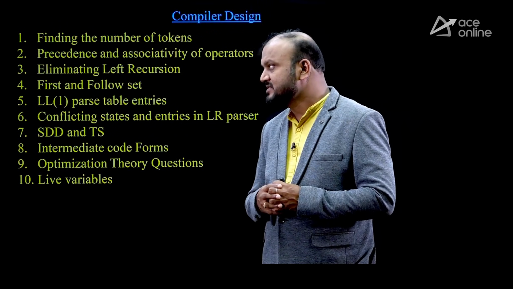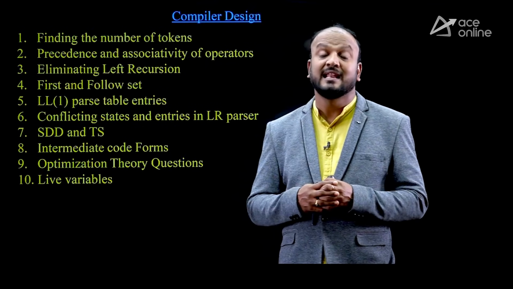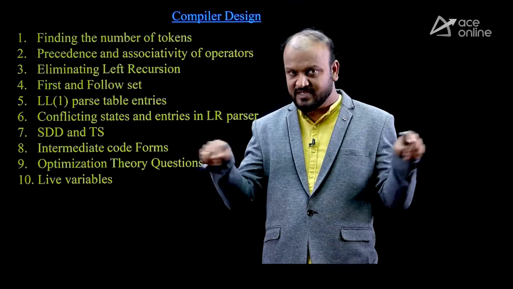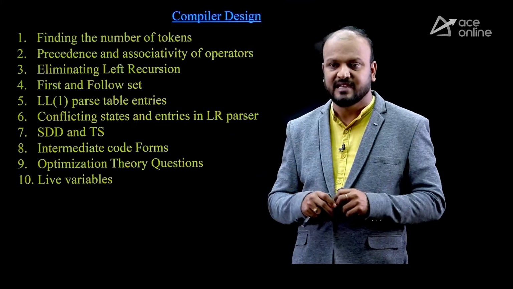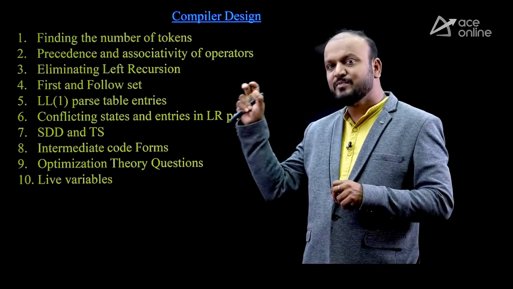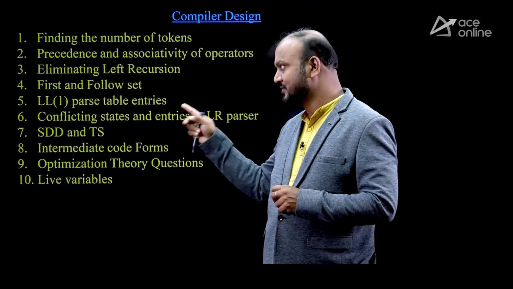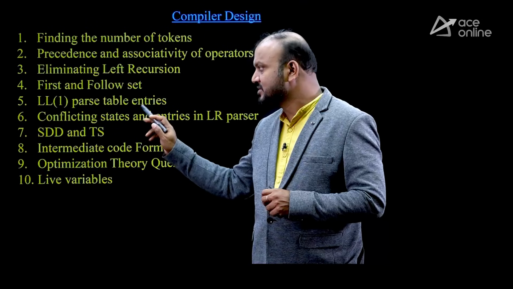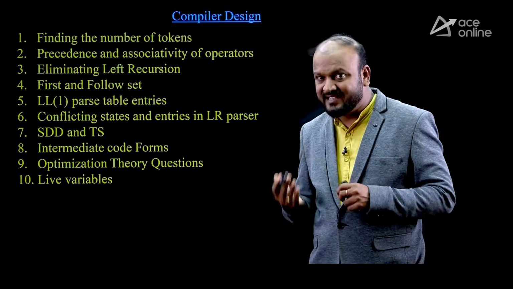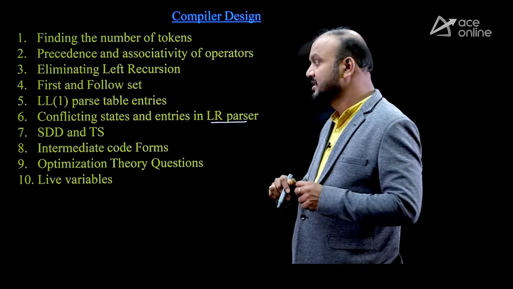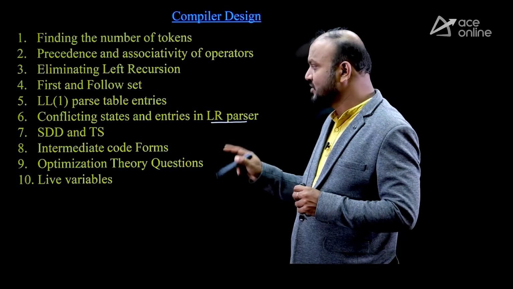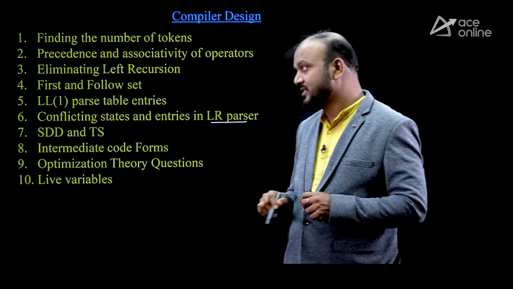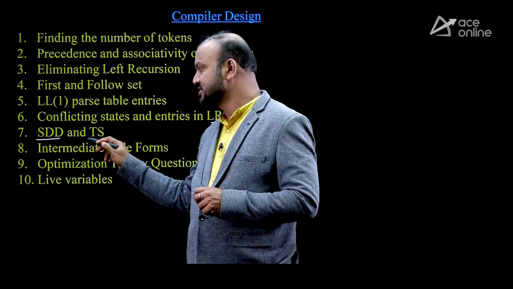And one more: questions were asked on LL(1) parse table entries, meaning you will be given a partial parse table where some of the entries are missing and numbered, and you must say what is possible in that particular entry. That kind of question is also possible. And also you can expect questions on conflicting states and the number of conflicting entries in LR parsers. And there is a lot of scope to ask such kinds of questions from LR parsers this time. And next you can focus on syntax directed definition and translation scheme.